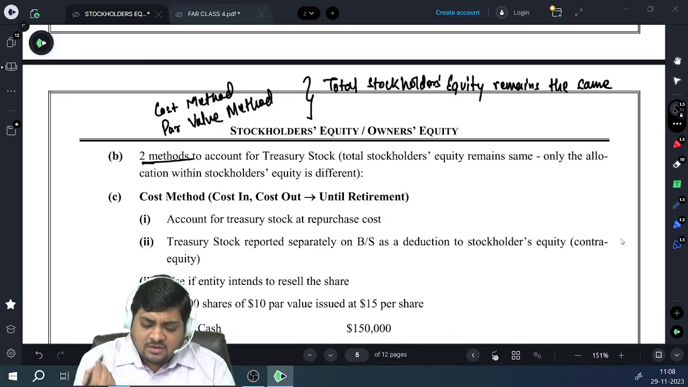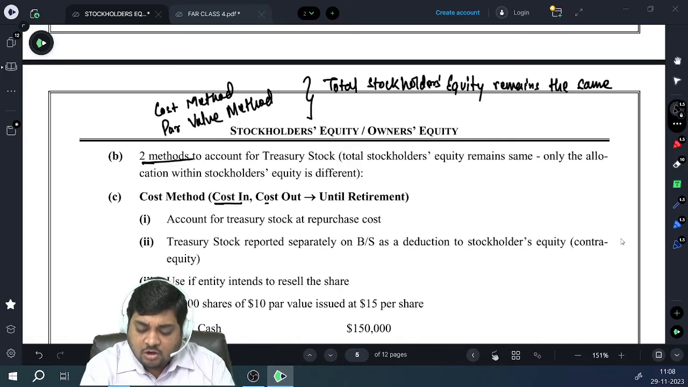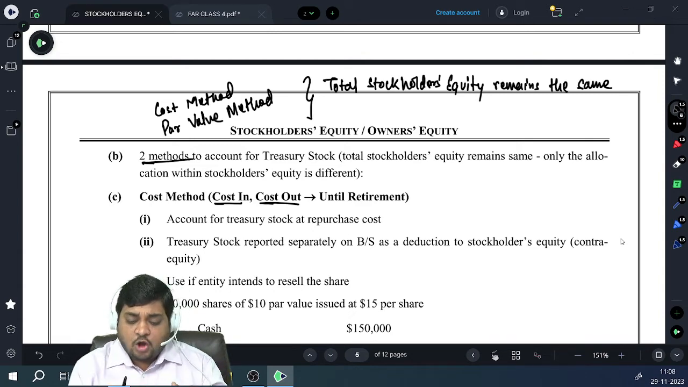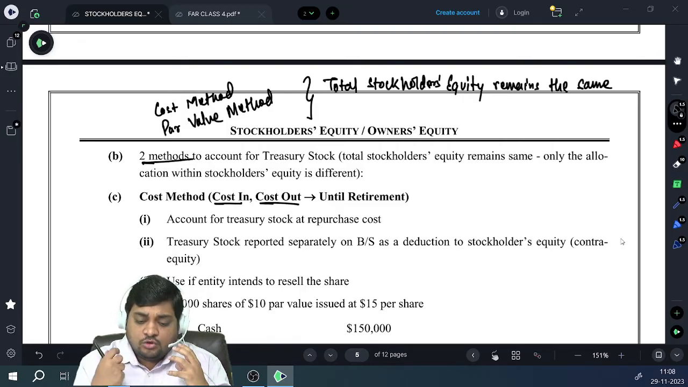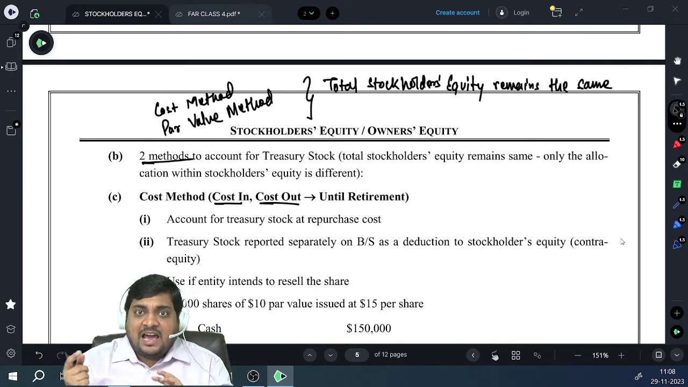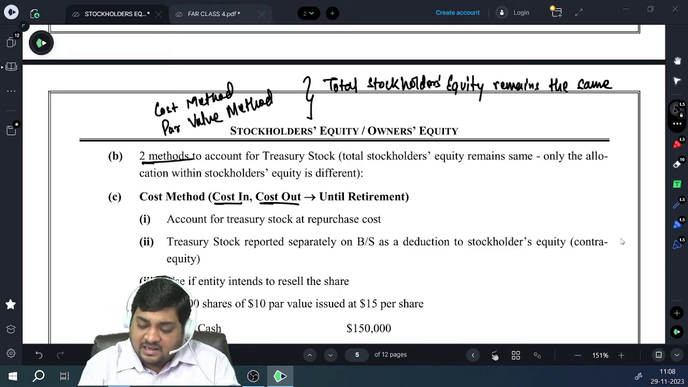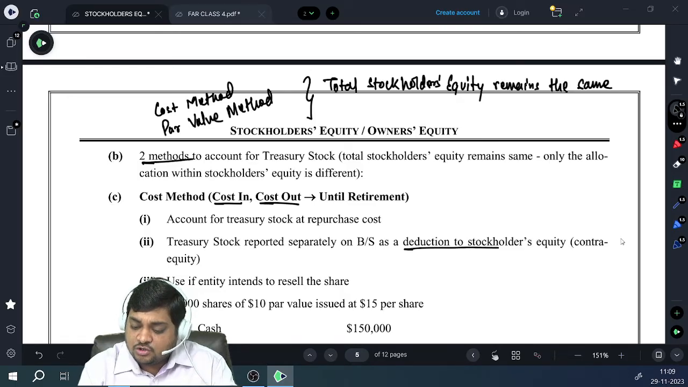Now in case of cost method, it is said that cost in, cost out. Whenever you purchase any stock, you show it at cost. Whenever you resell it in the market, the outflow is shown at that price itself. And in case of retirement, you need to debit common stock and additional paid in capital. I'll explain, no worry. So here you can see the treasury stock is reported separately on a balance sheet, as a deduction to the stockholders equity. That's contra equity.